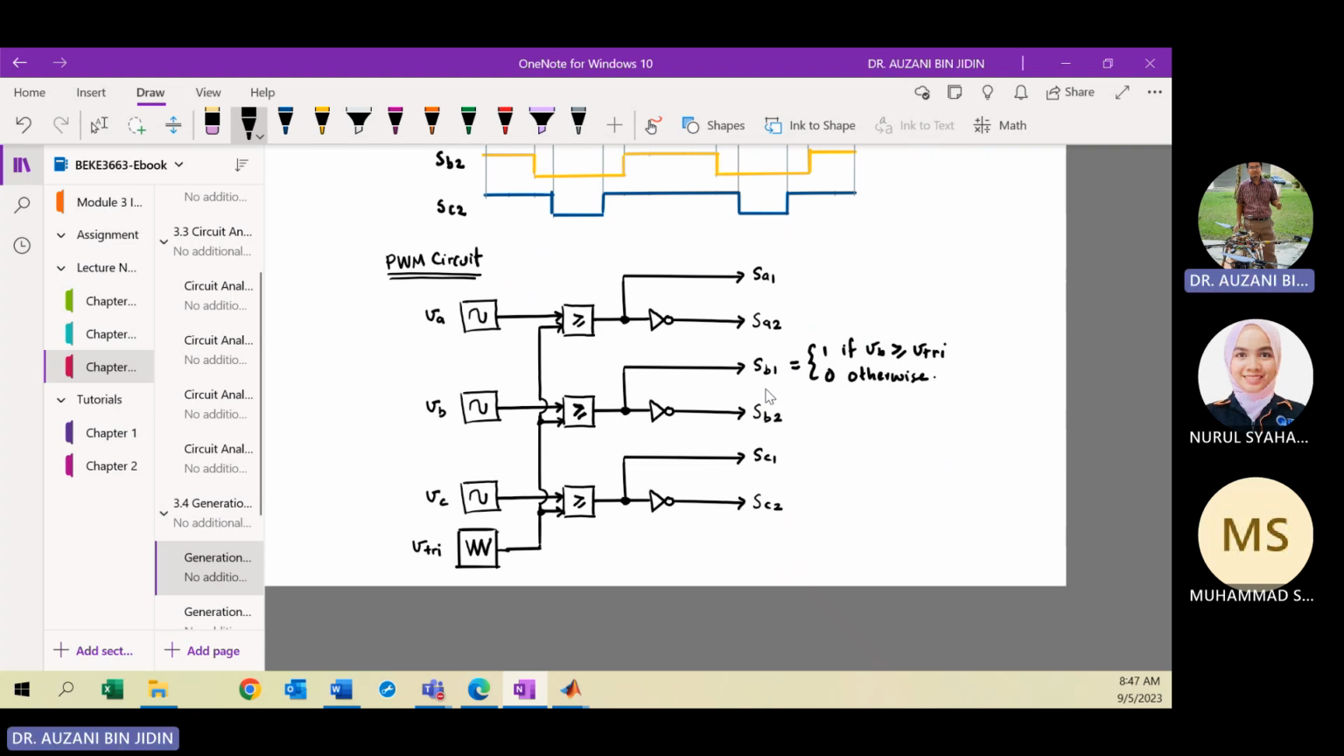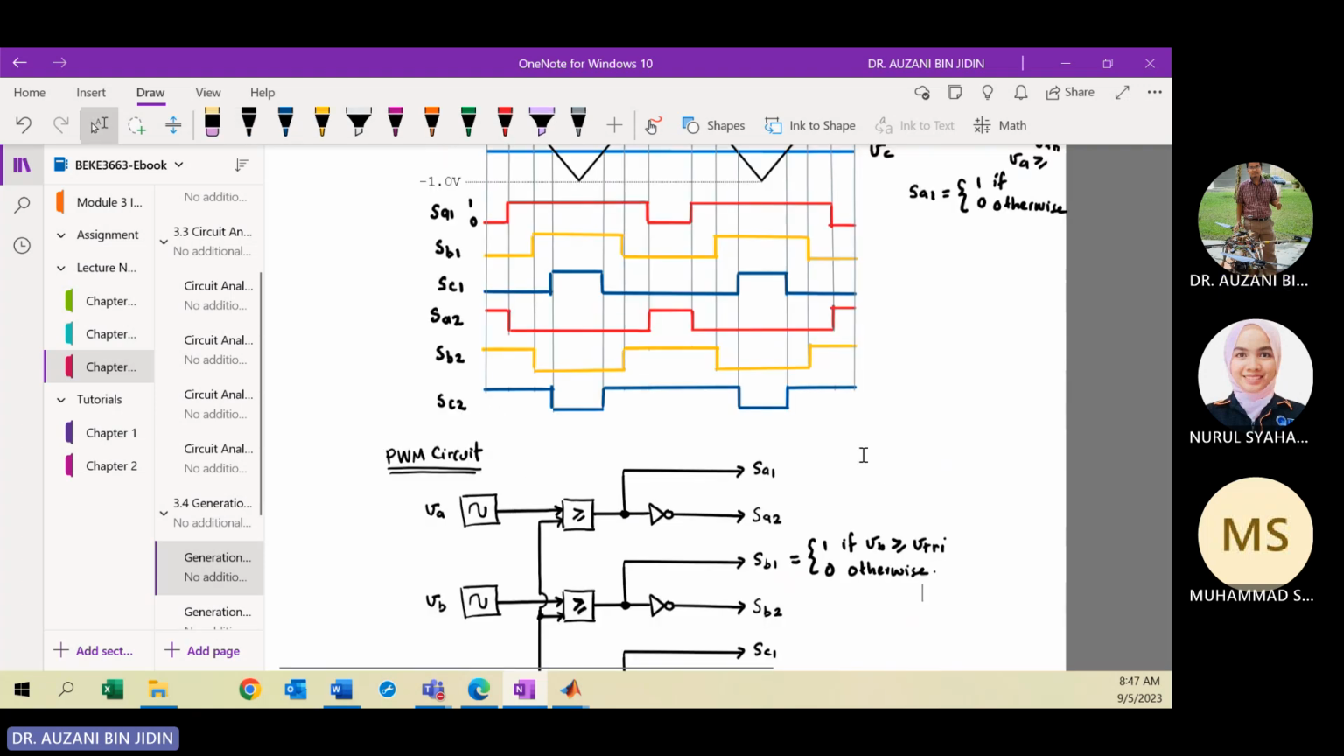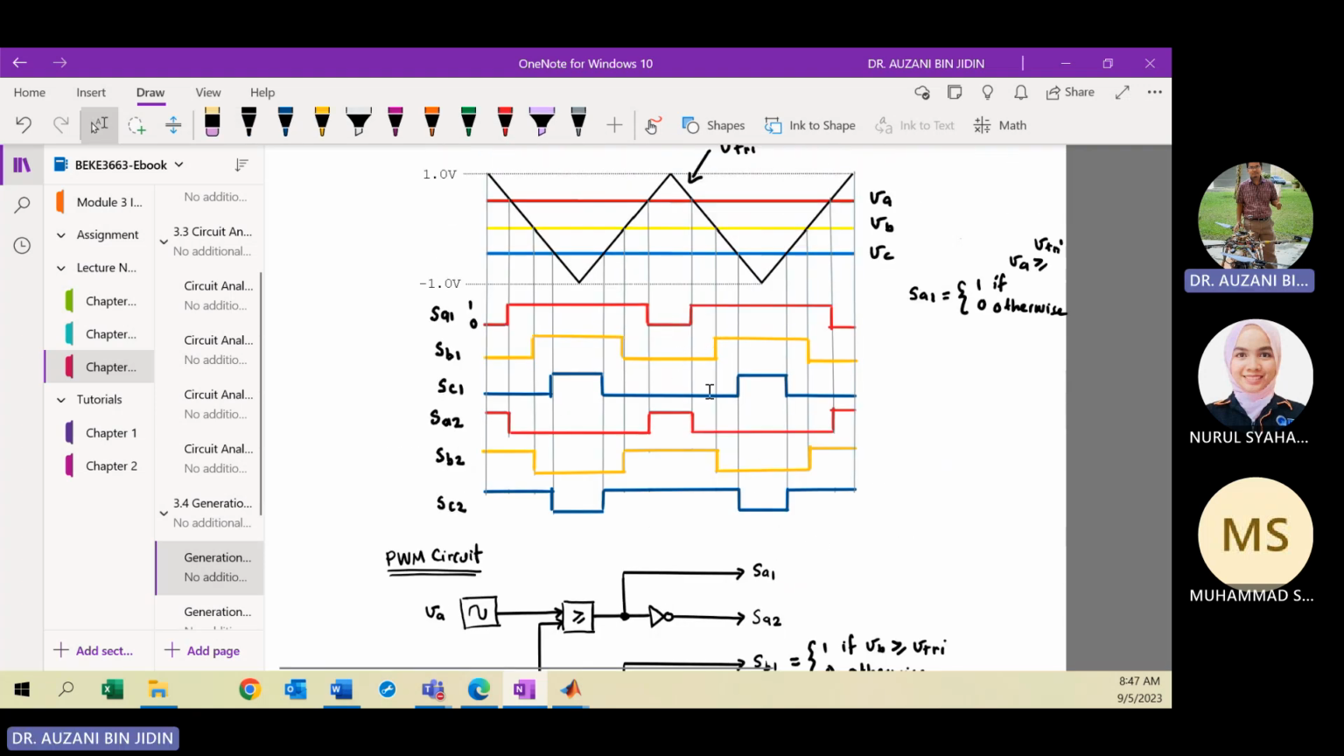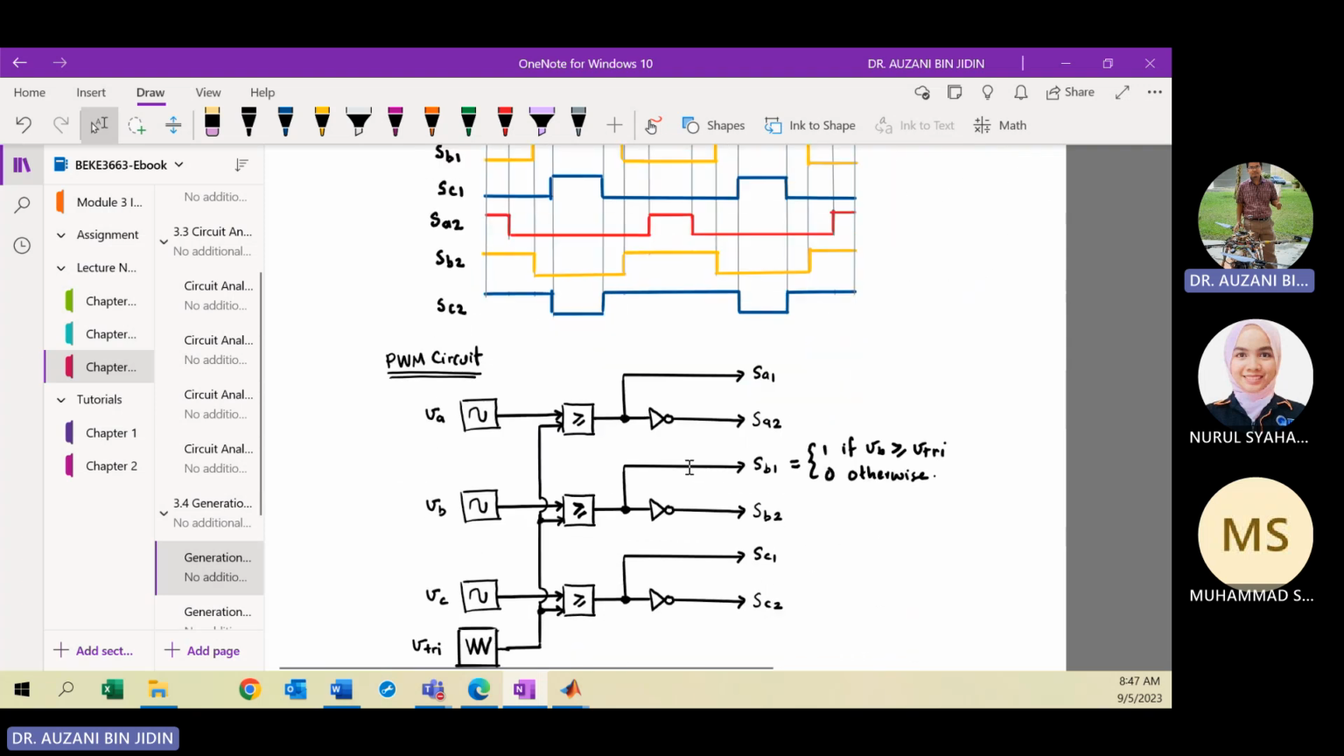So you can actually construct this PWM circuit based on the waveform here, the above waveform. Clear? You refer to this waveform, and then you can construct the PWM circuit. One thing you need to take note of is the relational operator. This is the relational operator here.